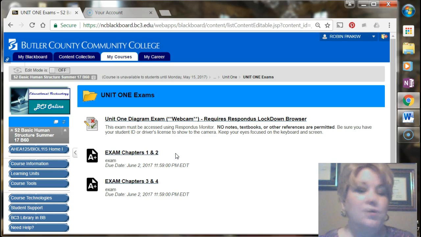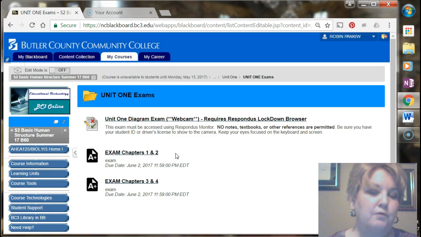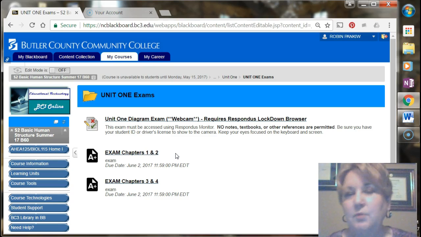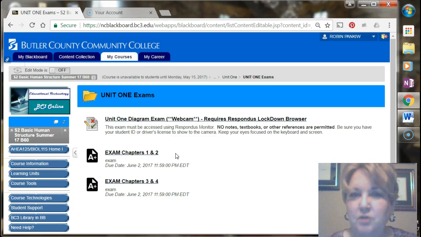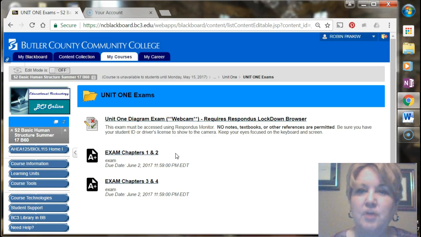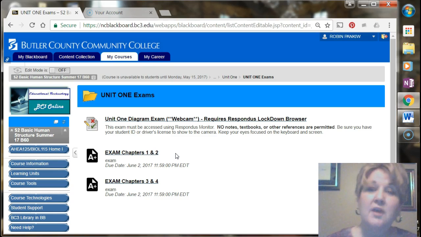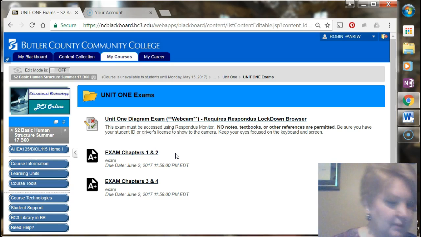In Unit 1, you'll find that Chapters 1 and 2 constitute an exam, and Chapters 3 and 4 constitute an exam. As we move on through the semester, each chapter is going to have its own exam until we get to Unit 5. Unit 5 is going to have one exam, and that's going to be the last 2 chapters, 17 and 18, that are covered in this course. There is a chapter 19 in your textbook. We do not cover that chapter.